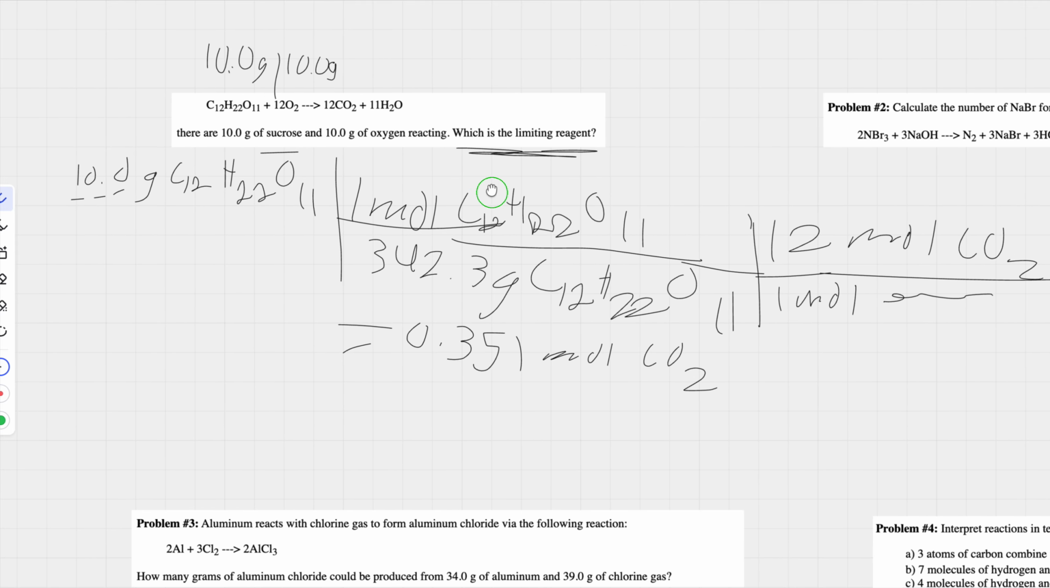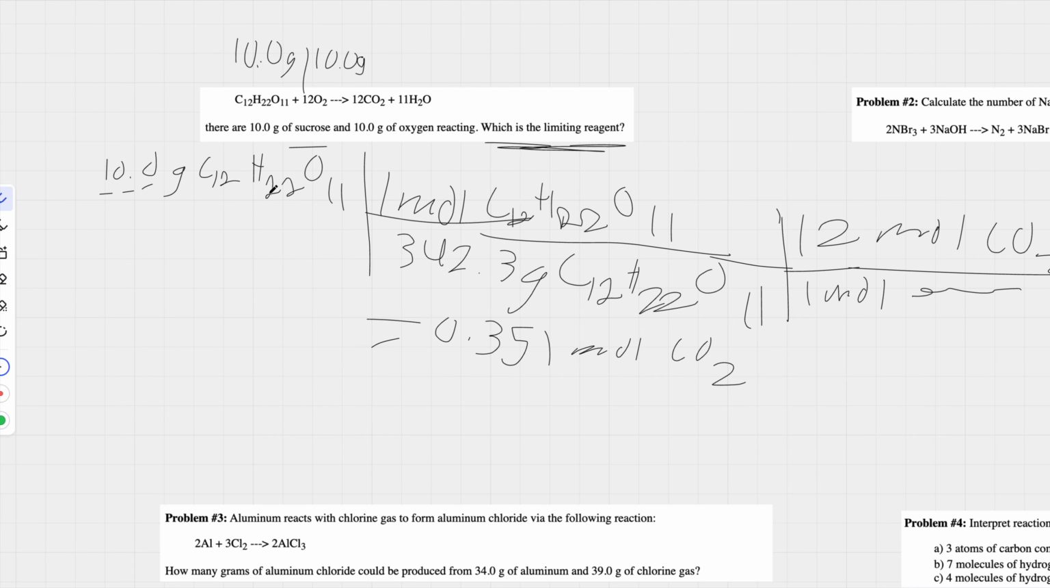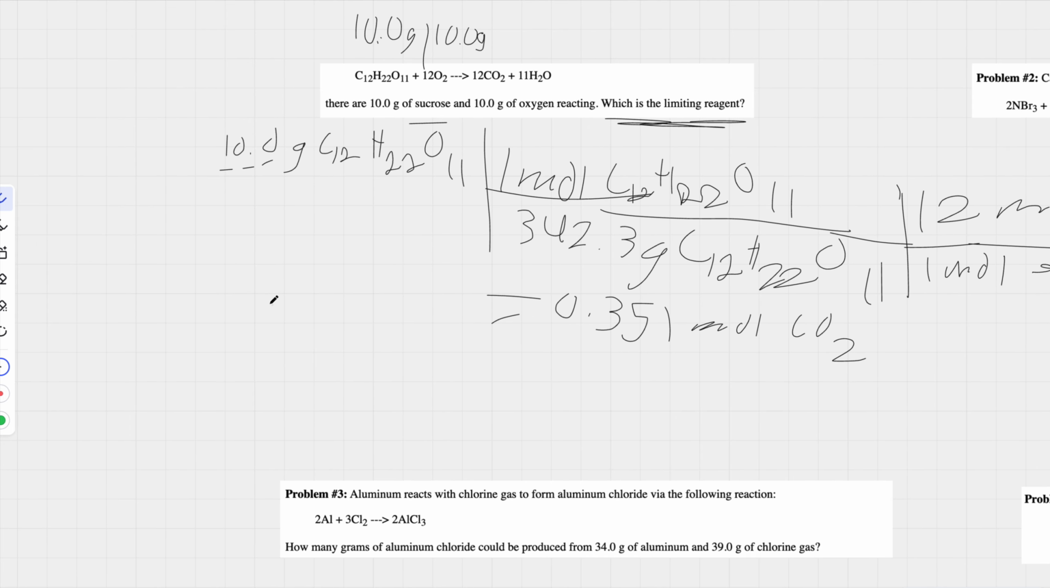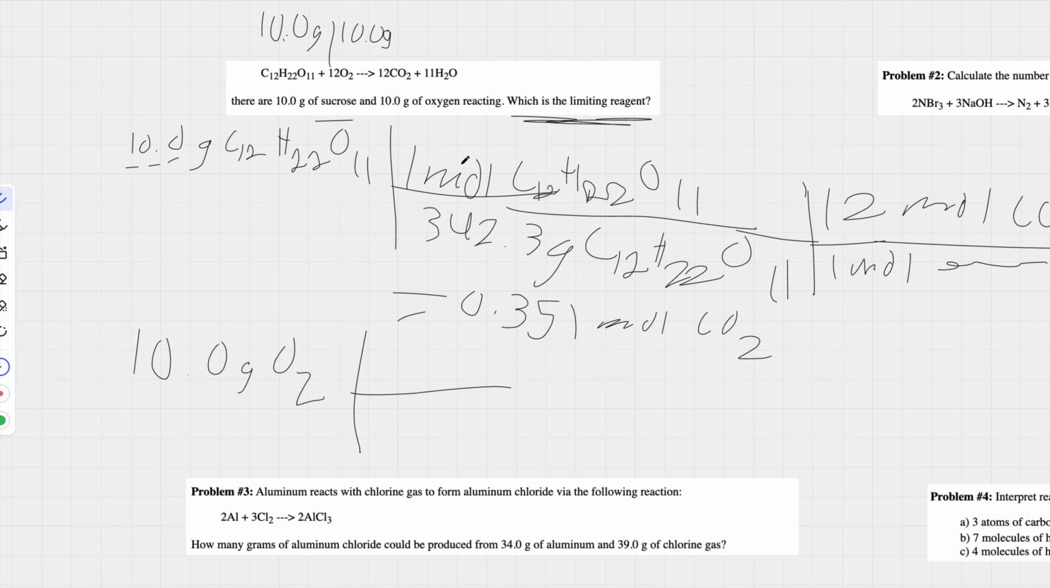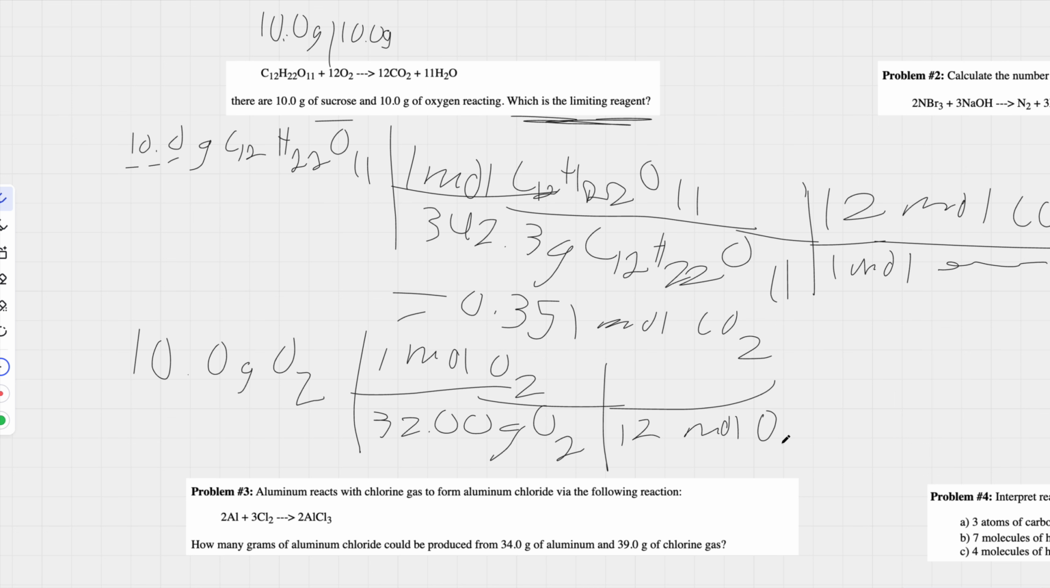Now we just do the exact same steps, but instead of sucrose, we do it with oxygen. So we just convert like how we did up here. We have 10 grams of oxygen, diatomic oxygen. 1 mole of O2 equals 32.00 grams of O2. Mole ratio, so there's 12 moles of carbon dioxide for every 12 moles of oxygen.